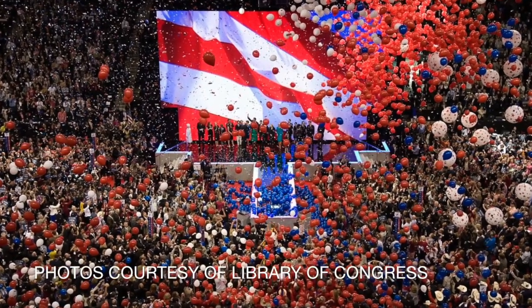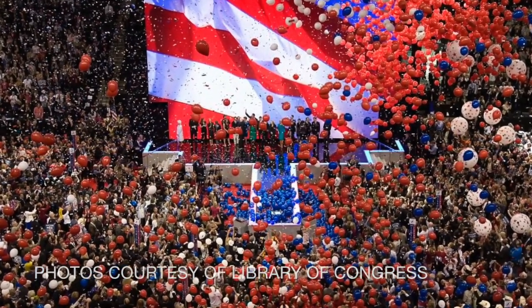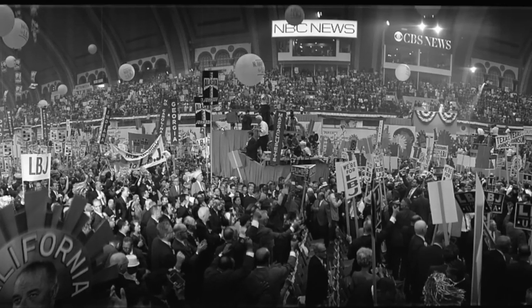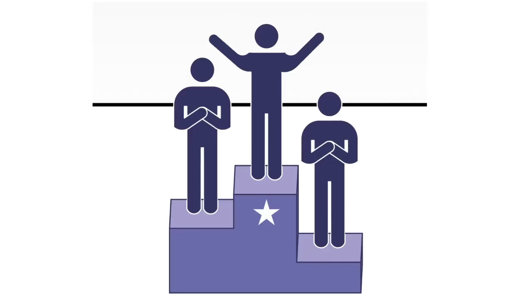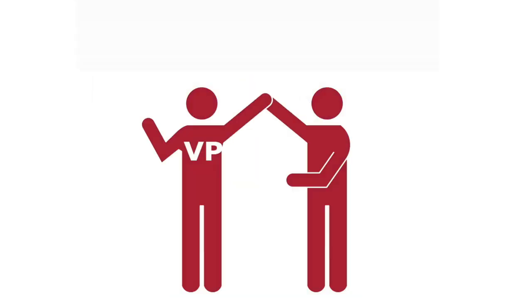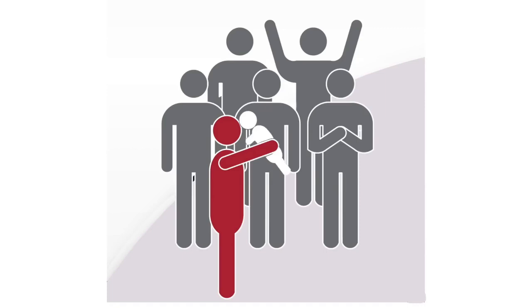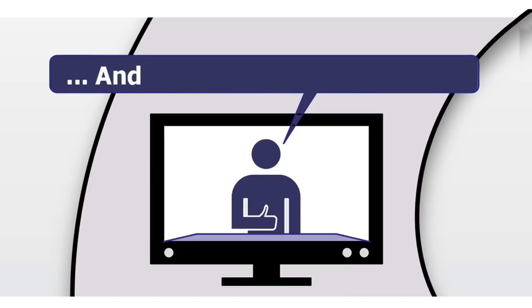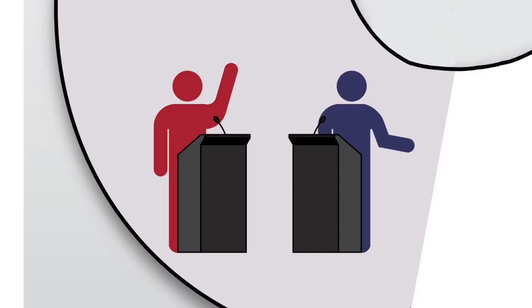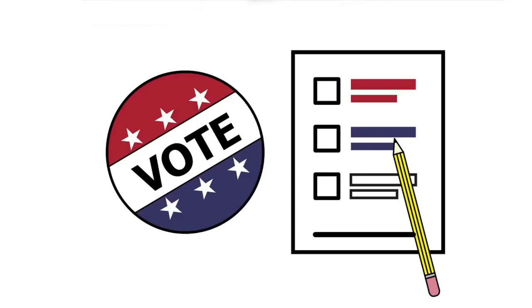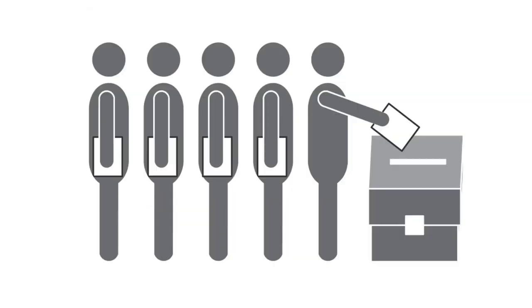After the primaries and caucuses, each major party, Democrat and Republican, holds a national convention to select a presidential nominee. The party's presidential nominee announces his or her choice for vice president. The presidential candidates campaign throughout the country to win the support of the general population. On election day, people in every state cast their vote.